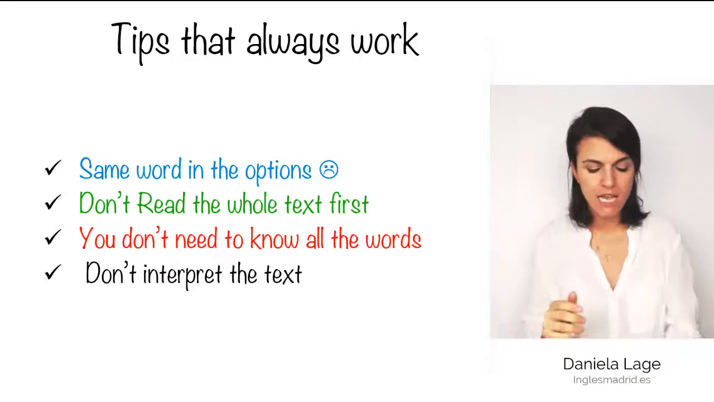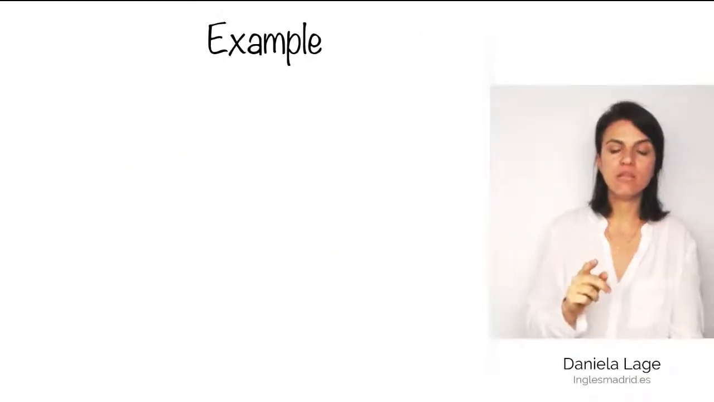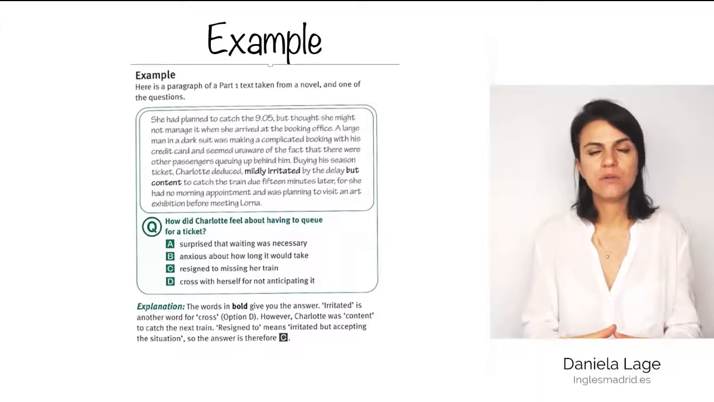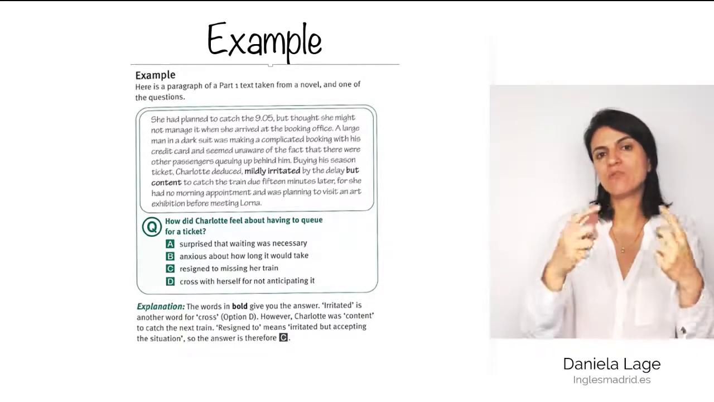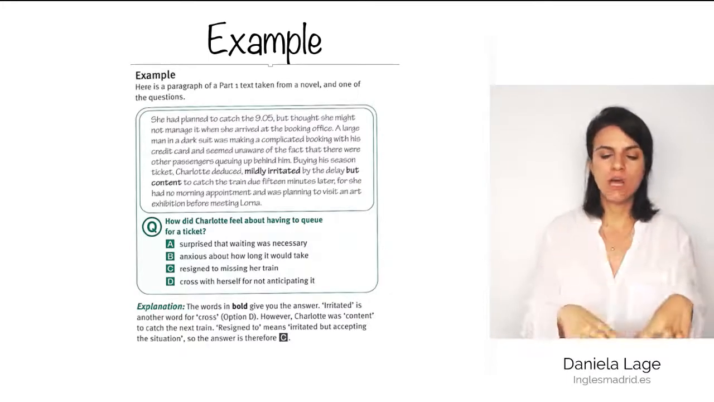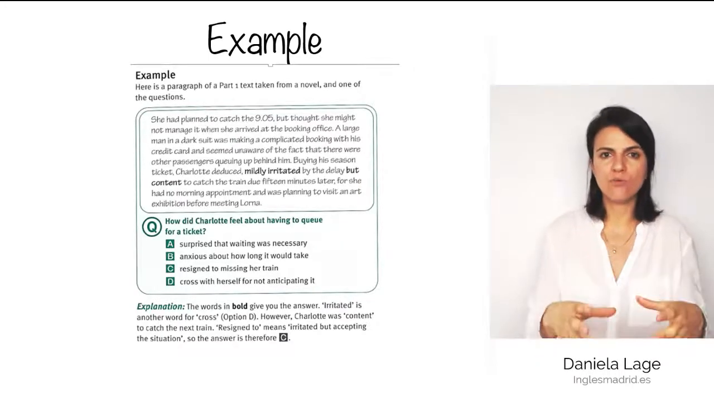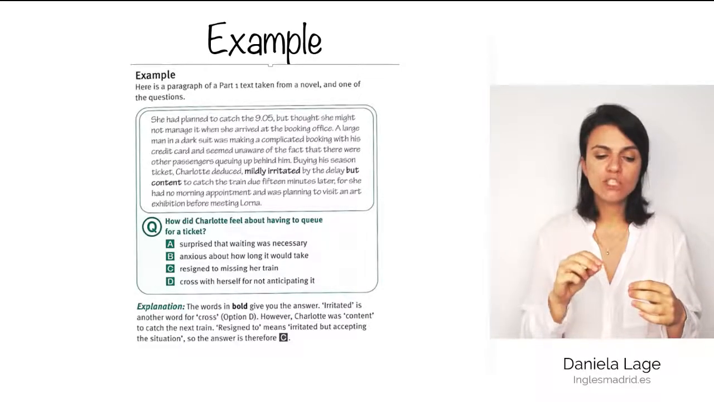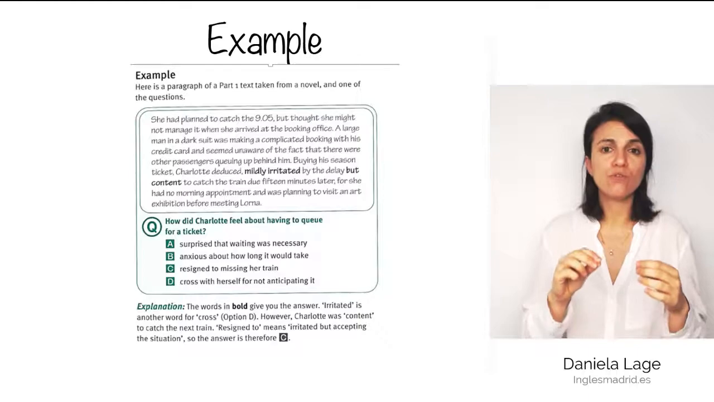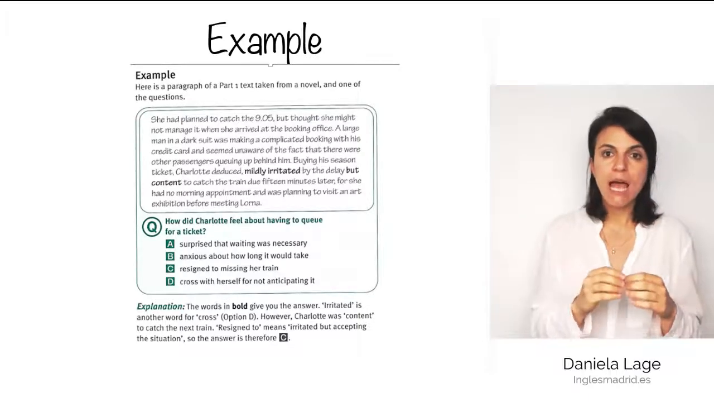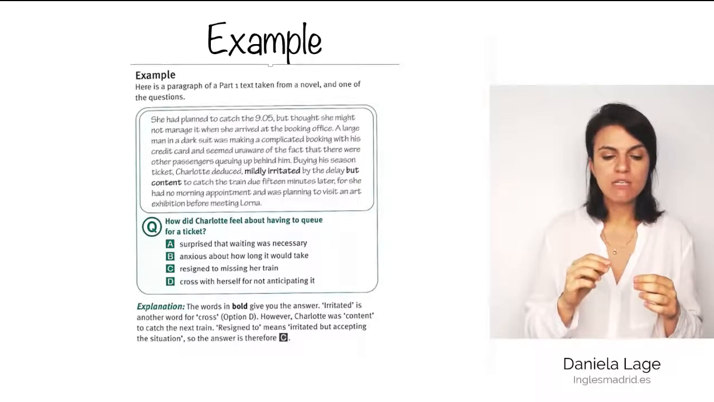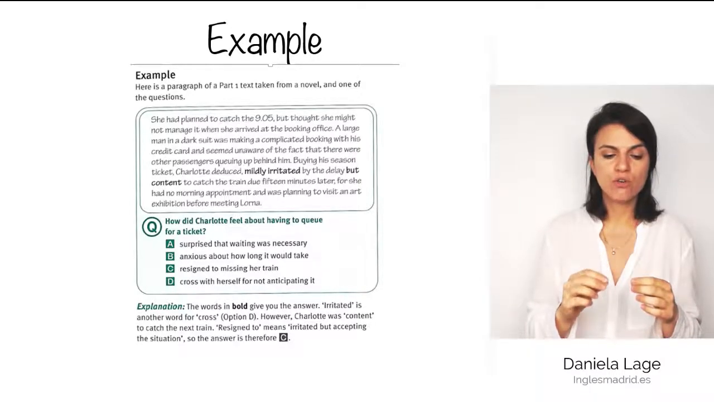Understood? Great. Now, look at this example I have for you. We are not going to read the text now, but if you want to read it at home, just pause the video, read it carefully, and you will see. The question is, how did Charlotte feel about having to queue for a ticket? And then we have the options. I'm going to tell you that the answer is C. Why? Because look at the answer. It says, resigned to missing her train.